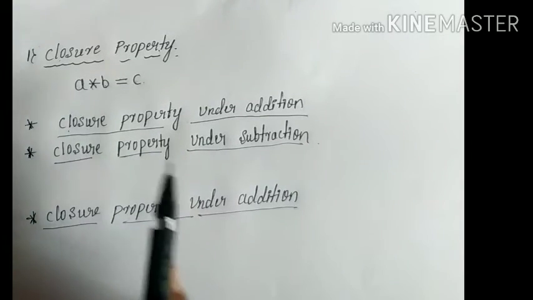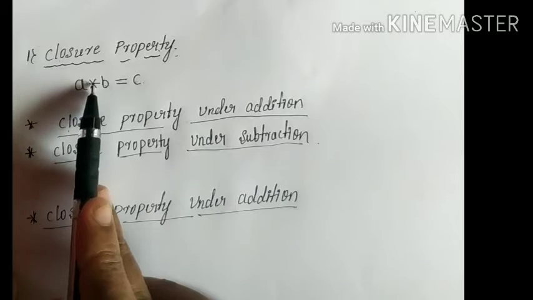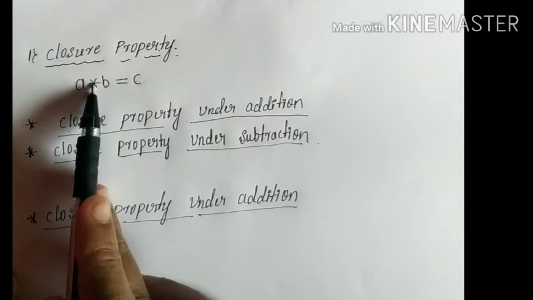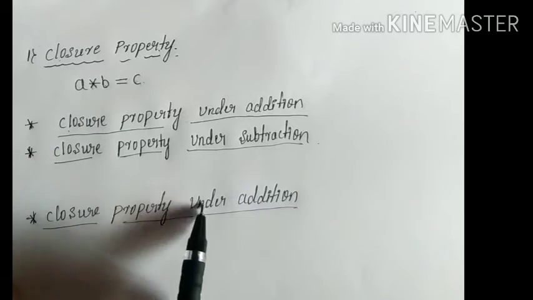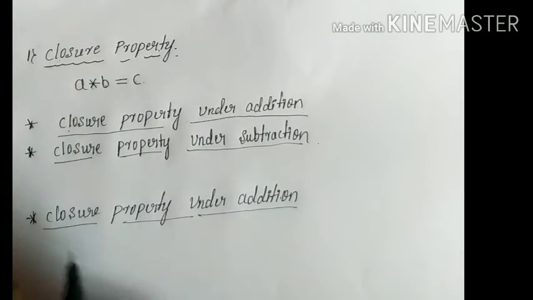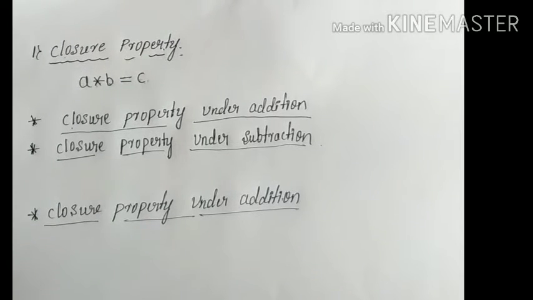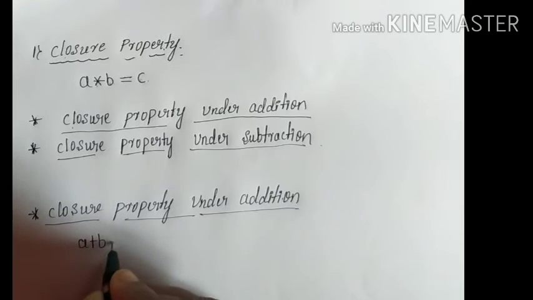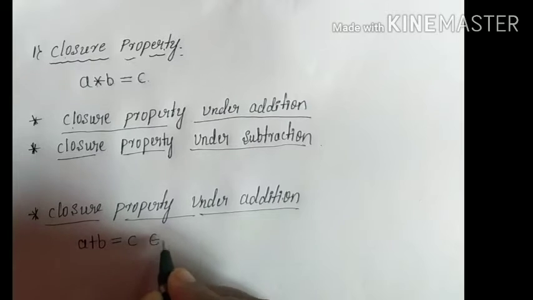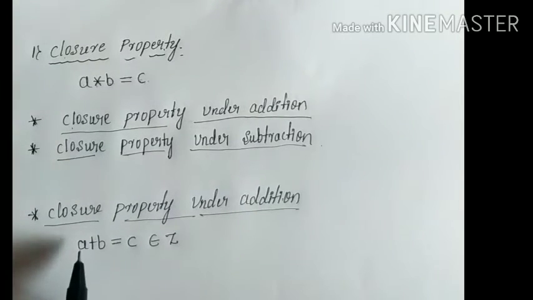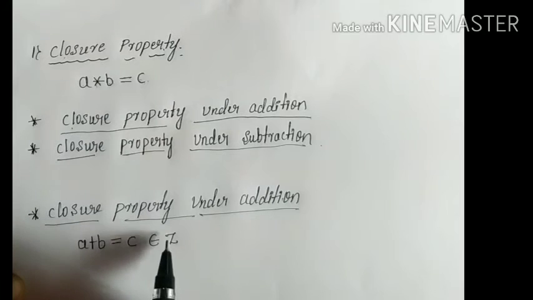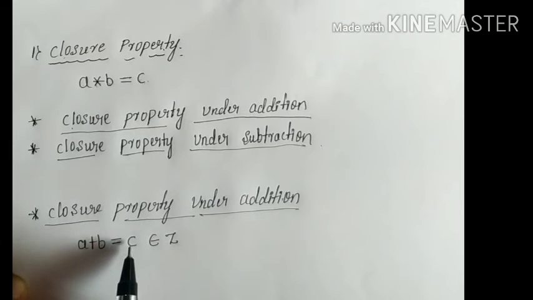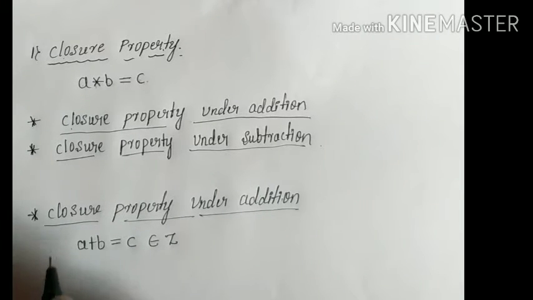This is very simple. In the place of star, we have to use the addition sign because it is under addition, right? So here we use the operation addition. A plus B is equal to C, which belongs to Z, because A and B are integers and the result is also an integer. We will prove it one by one.